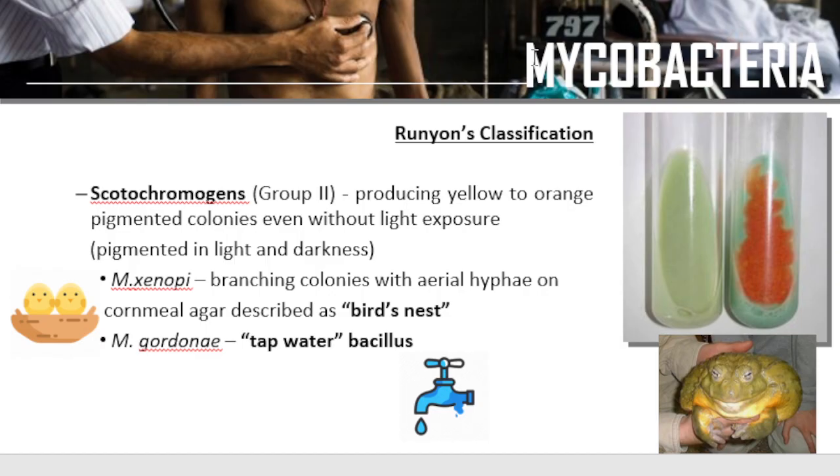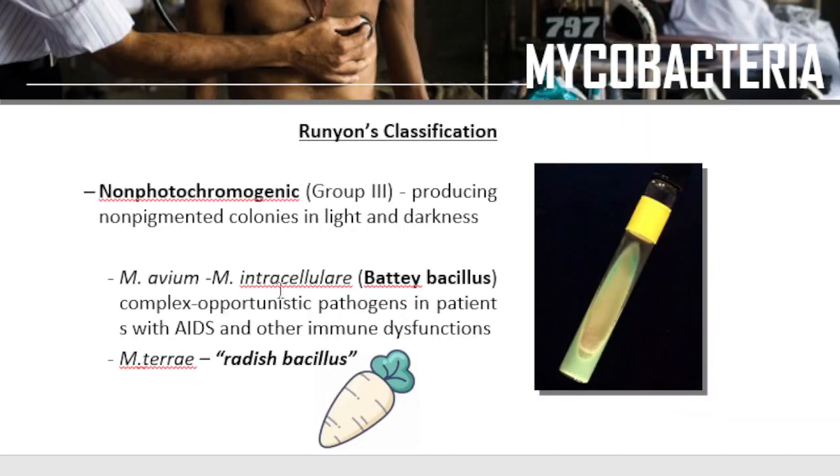Now, Mycobacterium gordonae, which is known as the tap water bacillus. This is the tap water bacillus. All right. Another Runyon's classification for your mycobacteria is the non-photochromogenic, or group 3. They produce non-pigmented colonies in light and darkness. From the name itself, non-photochromogenic, they are non-pigmented colonies in light and darkness.